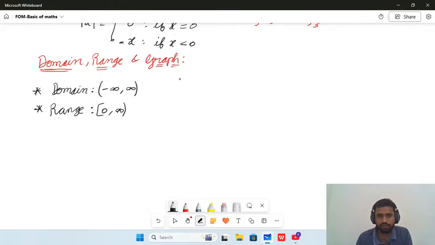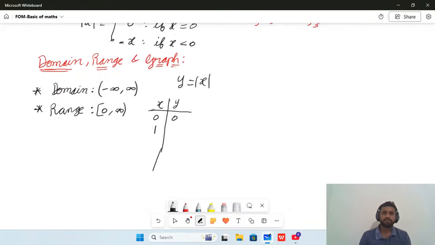So how will the graph of this modulus function be? Let us consider one simple example, y equals mod x. How to draw the graph of y equals mod x? So just plot some points. If x equals 0, what is the value of y? Y value also obviously 0. So we got one point, 0 comma 0.